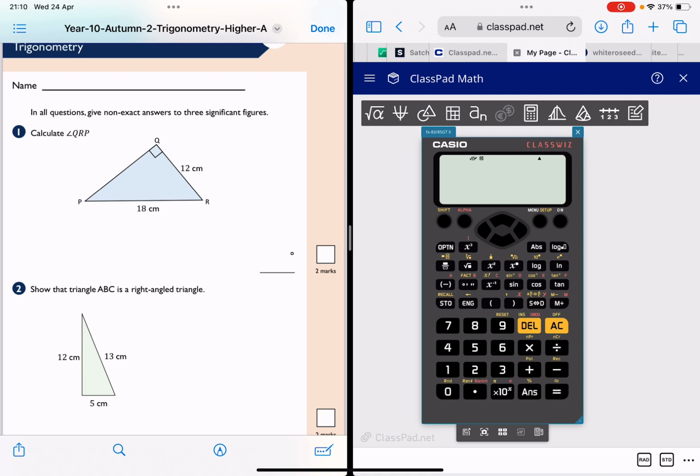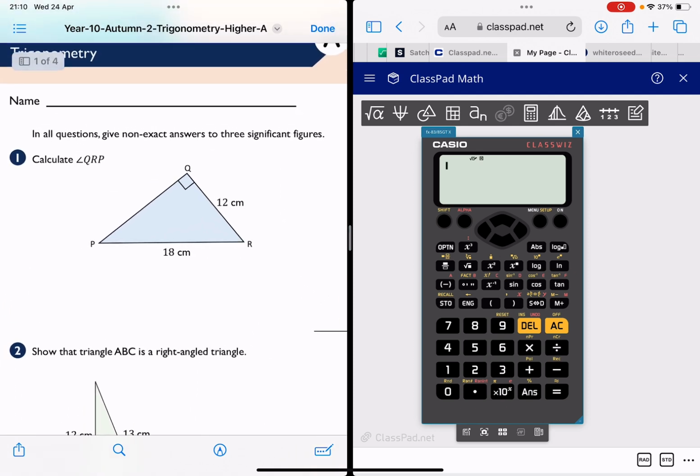So if in doubt, something we do for exams, we say do shift 9 3 equals AC. That does a memory clear, and it means you've got that little d right at the top. If you can see it, that means it's in degrees, so perfect for when we're doing these type of questions at GCSE. So let's have a look over here at question 1.